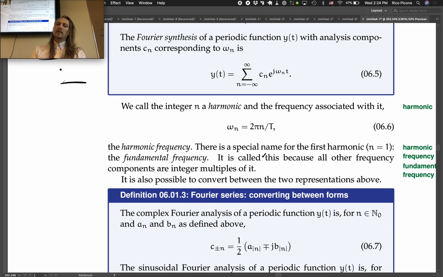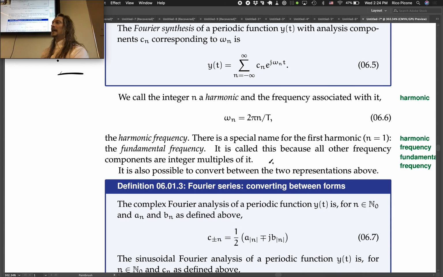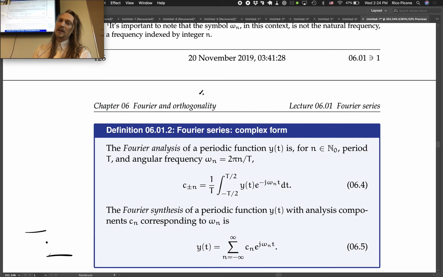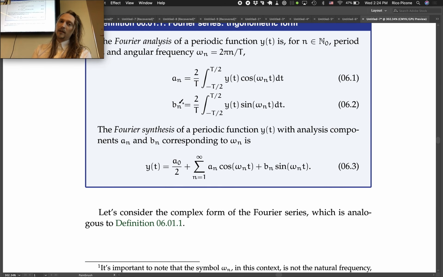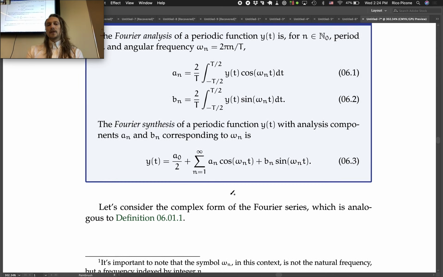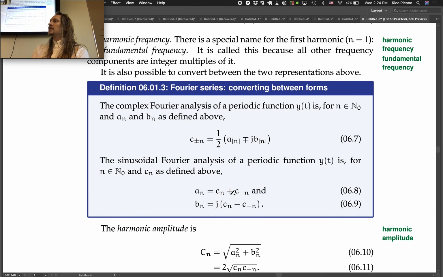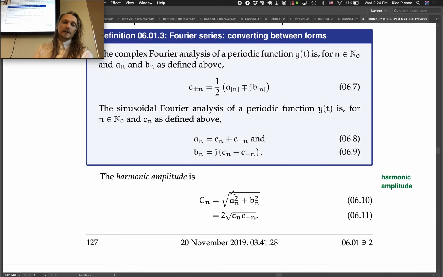That fundamental frequency is especially interesting to us, and in many cases, that fundamental frequency will have the largest component associated with it. So the magnitude of Cn, or the magnitude of the combination of An and Bn, will be largest for that fundamental frequency. It isn't always the case, but it is frequently the case.